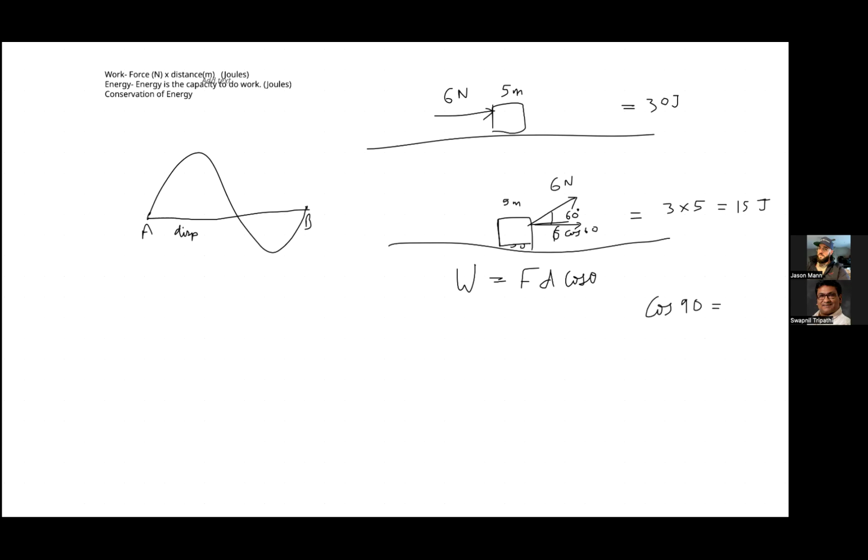So if you have a situation where the angle between the force and the displacement is 90 degrees, then 0 work is done. One example of this could be, for example, if a ball is being swung around in a circle like this. So this is the tension. Tension is the force, and this is the direction of the displacement. There is a 90-degree angle between them. So 0 work.